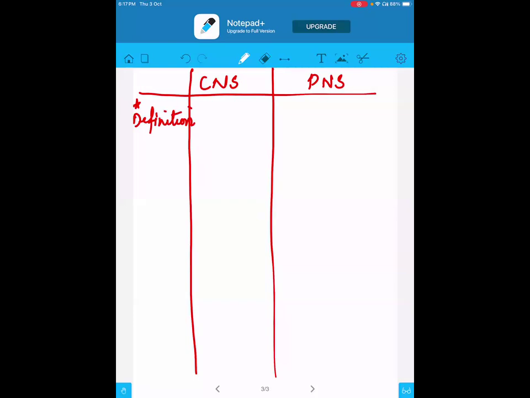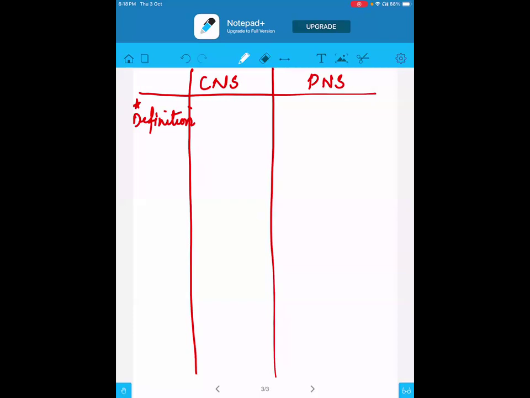So what do you understand by central nervous system and what is the meaning of the peripheral nervous system? When we talk about the central nervous system, it includes everything which is for the processing, which is for your thinking, where the sense organs will be working and responding to the stimulus. So the central nervous system is a central processing unit, like you have the computer, and in the computer, you will have the monitor.